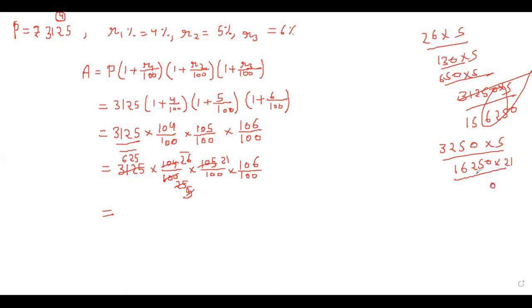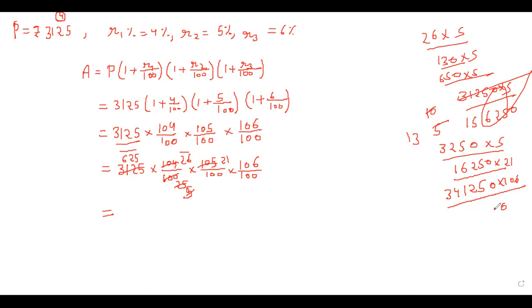Now we will multiply it by 21. So 21 5s are 105. So 5, carry 10. 42 plus 10, 52, carry 5. 126 plus 5, 131, carry 13. Then 21 plus 13, 34. Okay, 341250. Now we have to multiply it by 106.